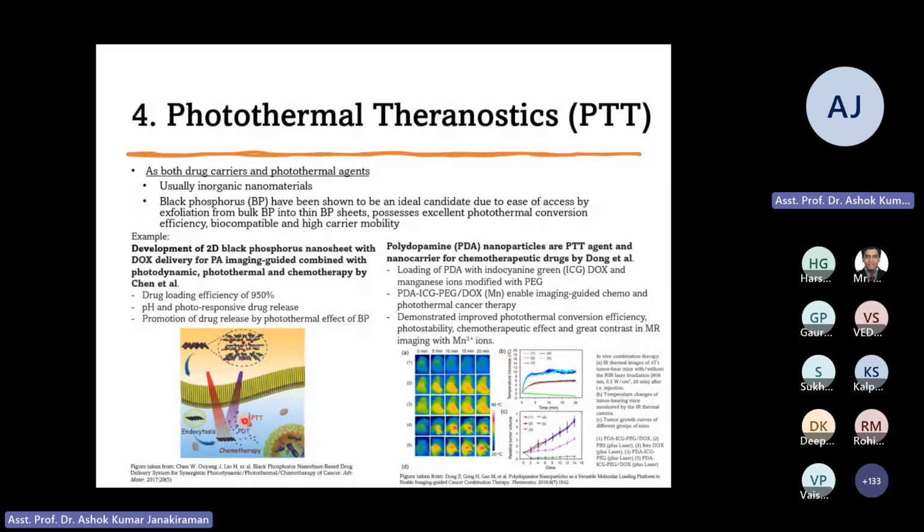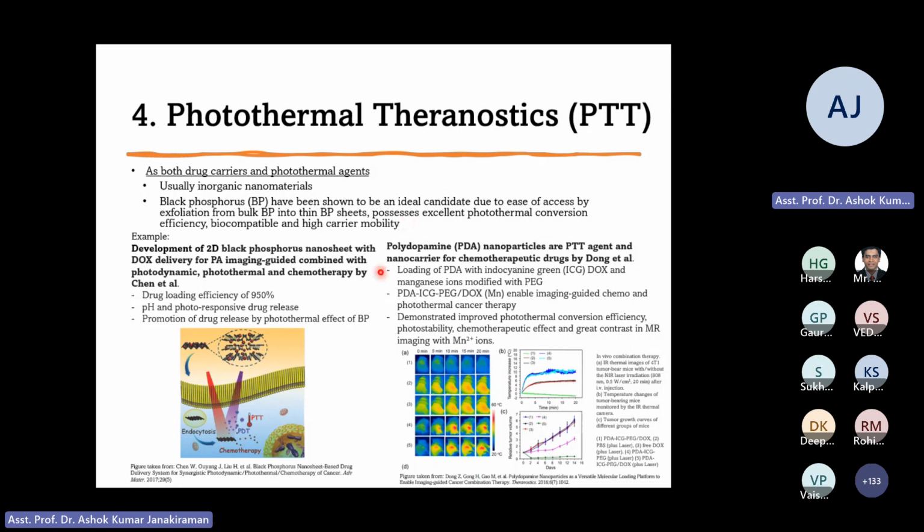inside the cell it has a pH of about 5.5, and this area should also have a high temperature, especially higher than the normal cell temperature. So due to this heat, the drug starts to release into the affected area.